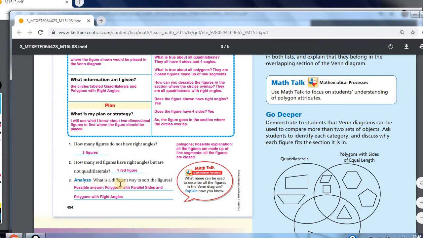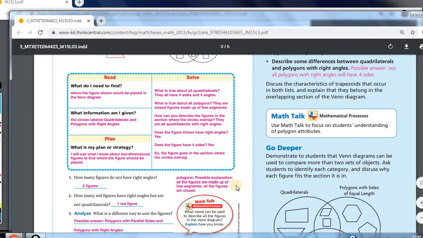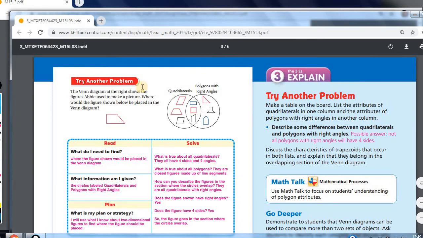What is a different way to sort these figures? I could also sort them into polygons with parallel sides and polygons with right angles. Instead of using quadrilaterals, I could have just said polygons with parallel lines. This one has 2 parallel lines, this one has 2 pairs of parallel lines, and then polygons with right angles. Notice these do not have lines that are parallel to one another.